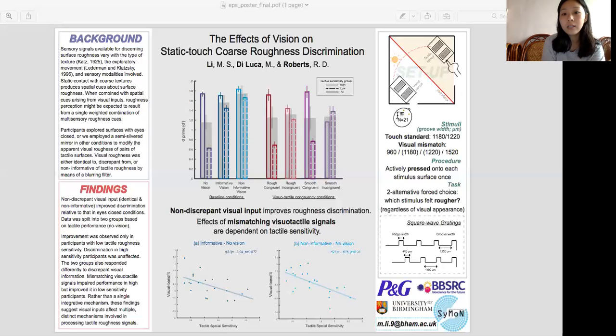Our findings suggest that participants with good tactile sensitivity are not able to ignore discrepant visual information, whereas poor tactile sensitivity participants experience a contrast effect, which improves their tactile discrimination judgments.